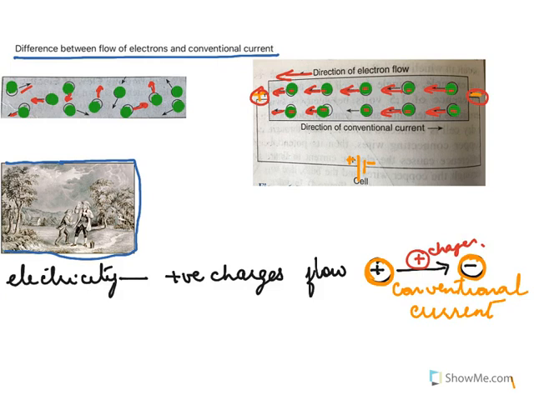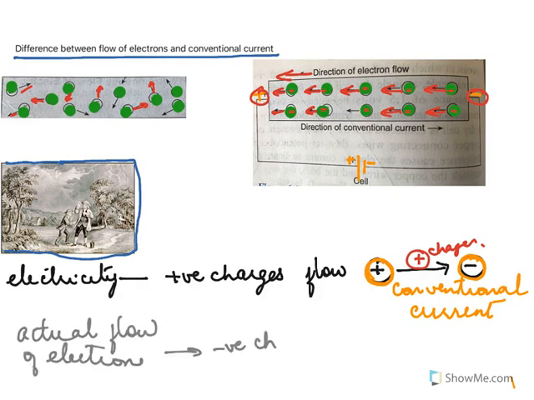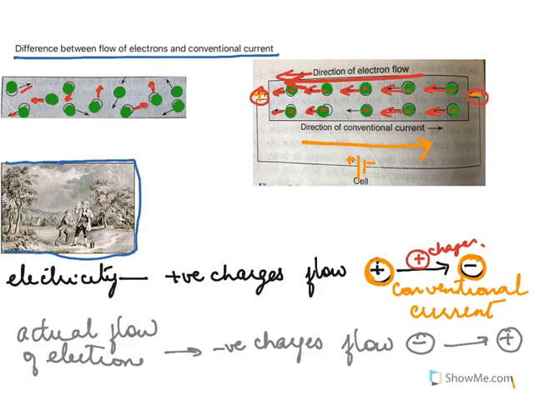But what is the actual flow of electrons? The actual flow of electrons are negative charges, and they flow, like in the picture we have seen, from negative towards the positive. So here, you go back to this picture, we see the direction of conventional current. The conventional current is flowing in this direction, and the electrons are flowing in this direction. Have you seen the direction is opposite?